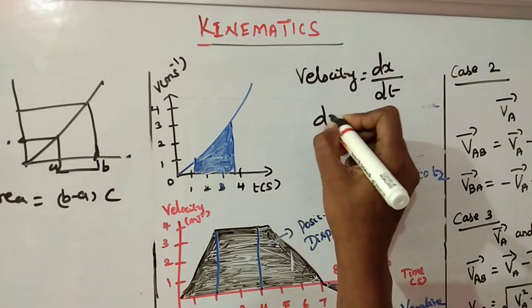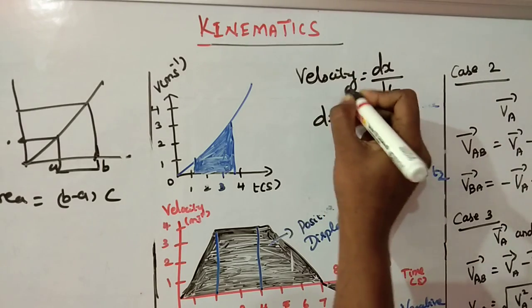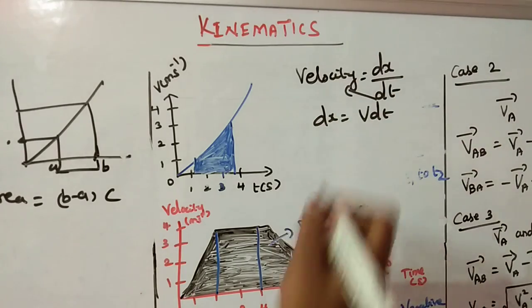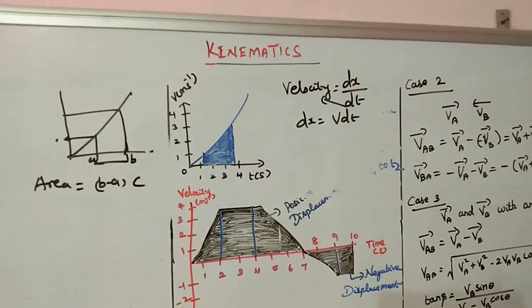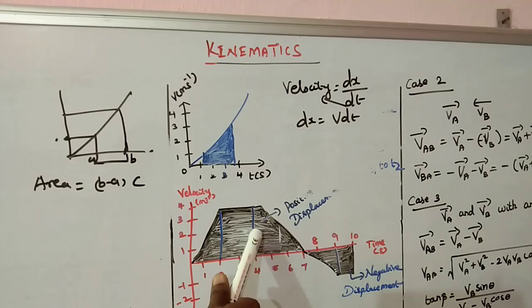But we want dx, so we cross multiply this: v dt. So the area under the curve will give the displacement. The area under the curve of v and time interval t gives the displacement. This is positive displacement and negative displacement on the curve. And now we continue with relative velocity in one and two dimensional motion.